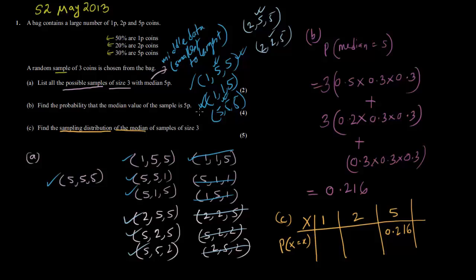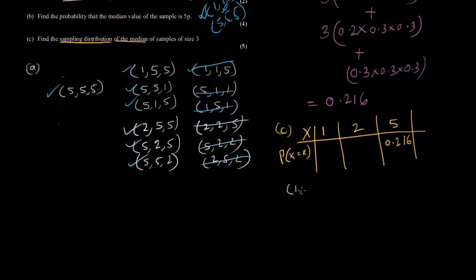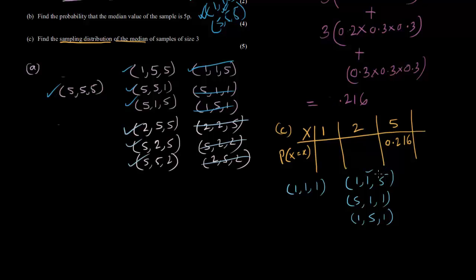Now what we have to do over here, we have to similarly find the probability for median 1 and the probability for median 2. So let's do this. We already know what has median 1. So for having median 1, we need the sample with 2 1s and 1 5: 1 1 1, 1 1 5, 5 1 1, different arrangement of the same thing, 1 5 1. As you can see, when we write this from the smallest to the largest, it would be 1 1 5 and the median would be 1.